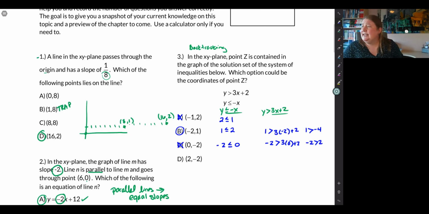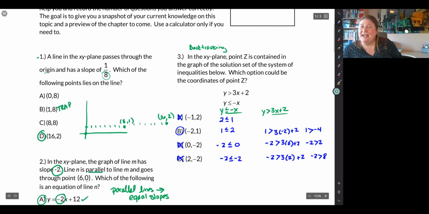And finally, let's check D. -2 is my y value. Is that less than or equal to -2? Yeah, it is, because equal to is an option here. So now let's try the harder one. 3 times +2 plus 2. Is -2 greater than 8? No, it's not. D can be eliminated. Now I'm 100% confident that B is the correct answer, and I can move on to the next question.